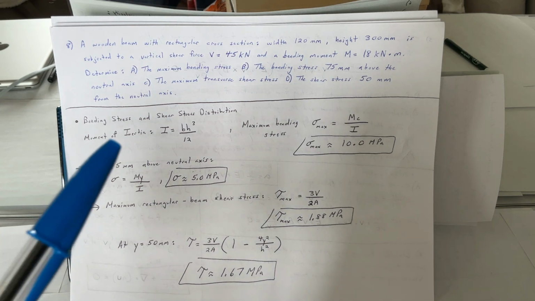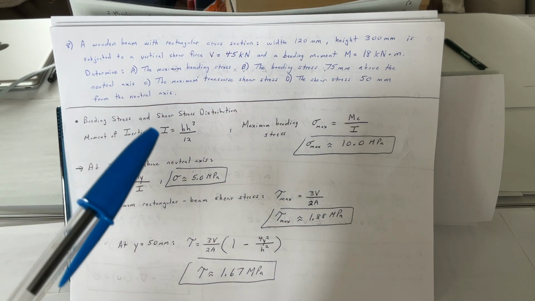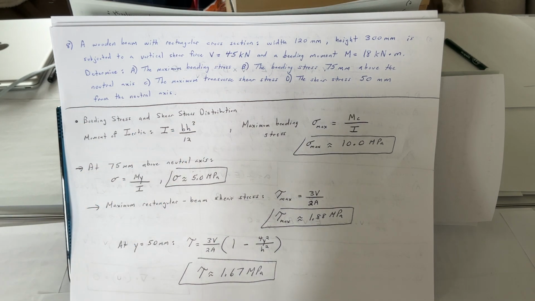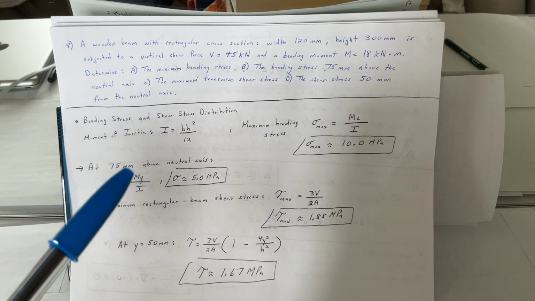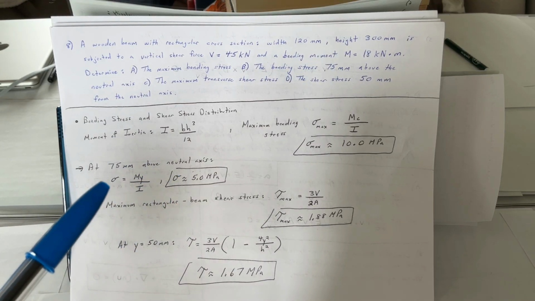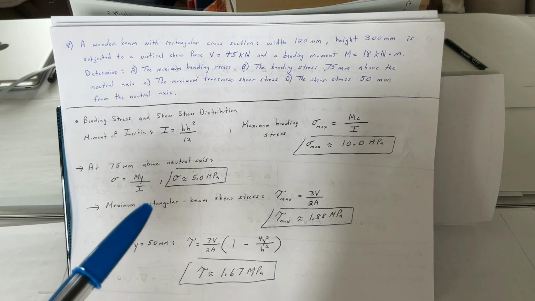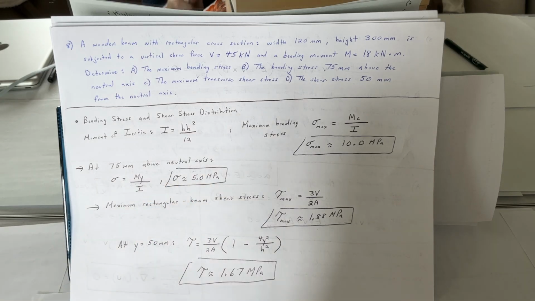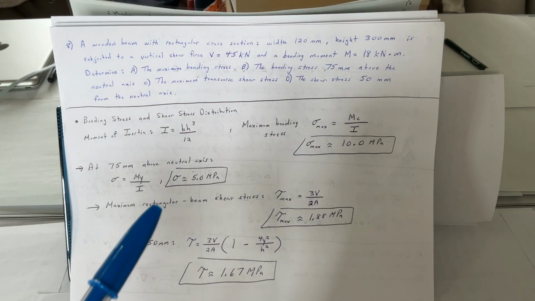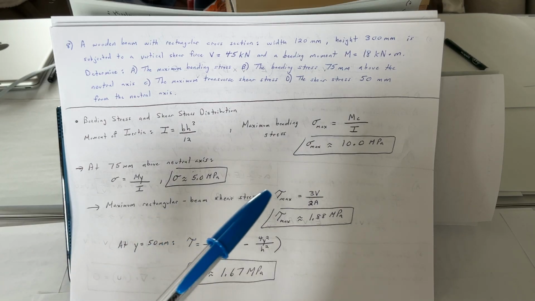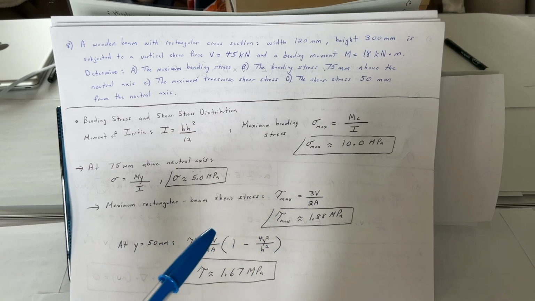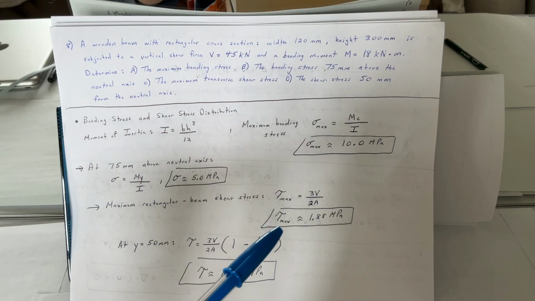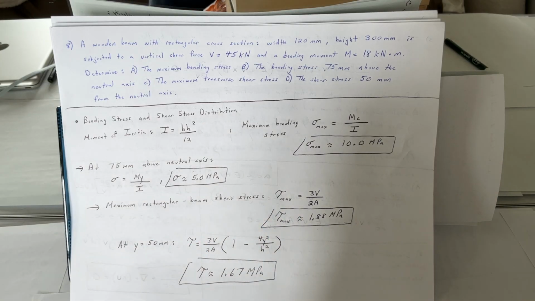We're going to need the moment of inertia. In this case, the moment of inertia is I equals bh cubed over 12. At 75 mm above the neutral axis, sigma is My over I. So sigma is about 5.0 MPa. The maximum rectangular beam shear stress, tau sub max, is 3V over 2A. So when we calculate that, tau sub max is about 1.88 MPa.